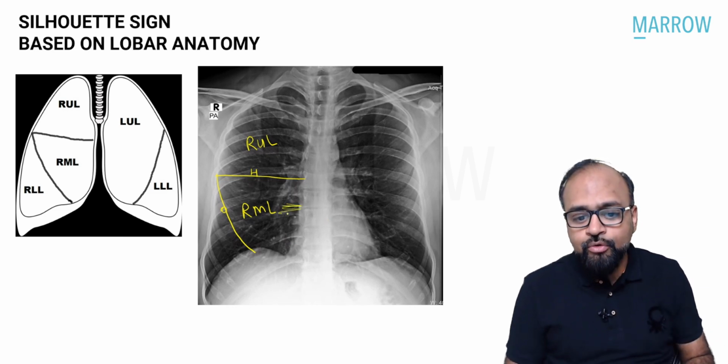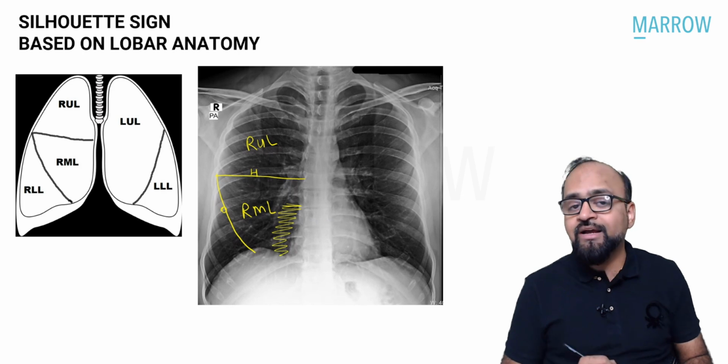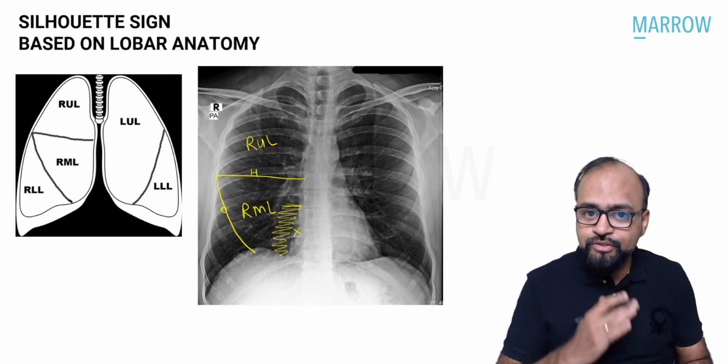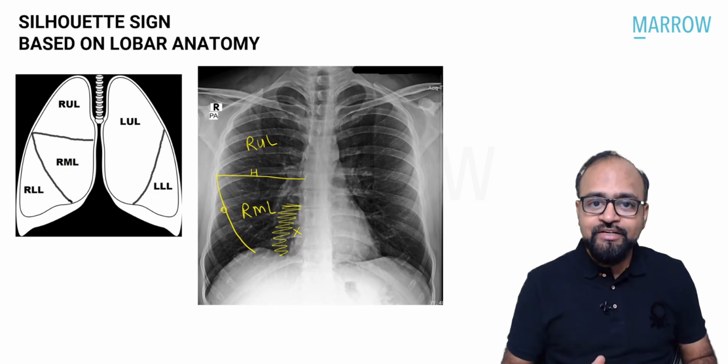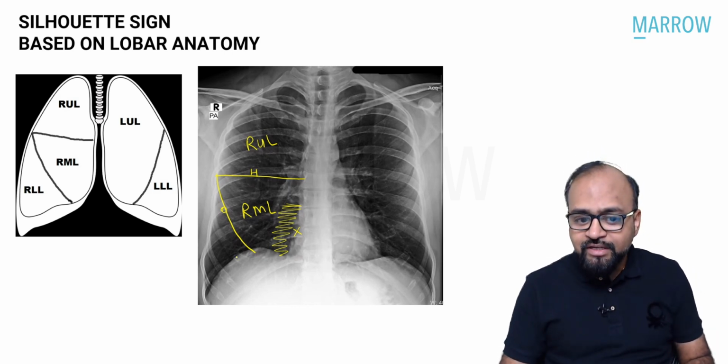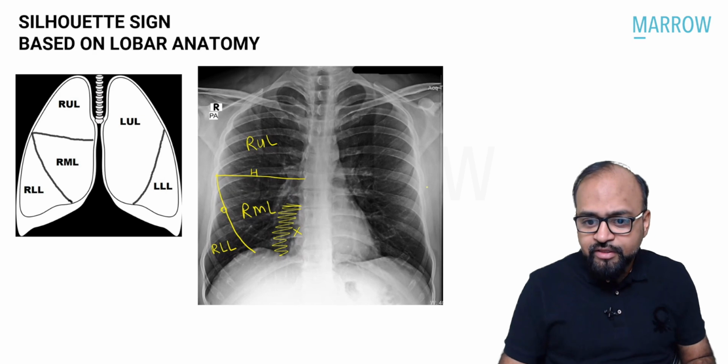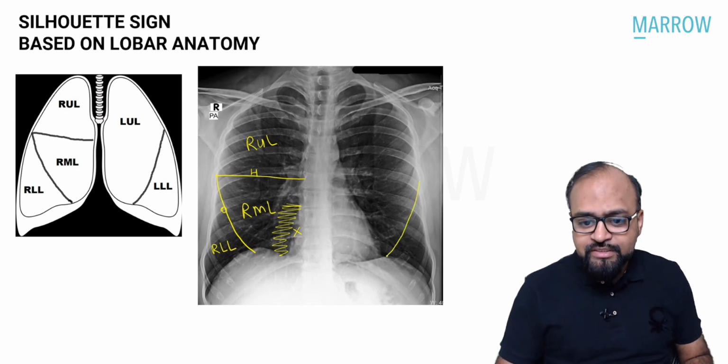Because the right middle lobe is the lobe located in the right paracardiac area. So if the right heart border is lost or not seen, the disease would lie in the right paracardiac area, that is the right middle lobe, and the part of the lung that lies below the oblique fissure is the right lower lobe.